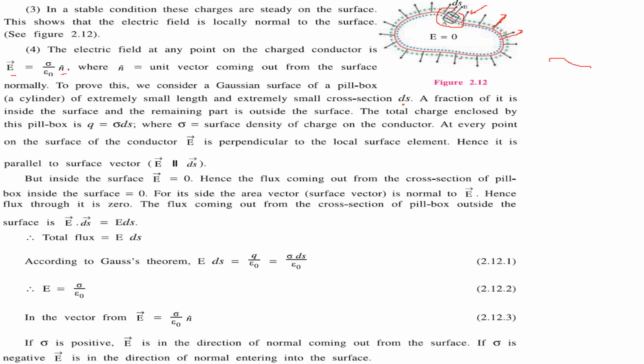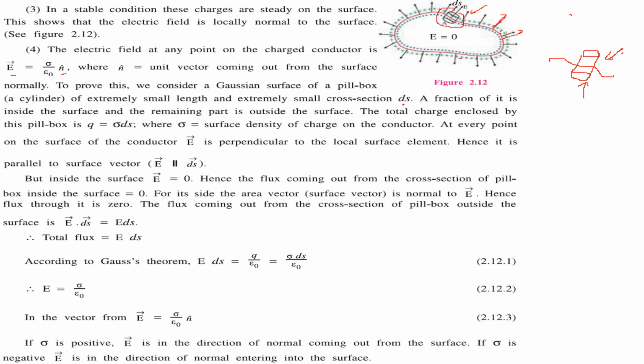Let me enlarge it for you. This is a cylindrical surface, right? A fraction of it is inside the surface, and a fraction of it will be outside the surface. So the total charge enclosed by this box, which we are calling a pill box.